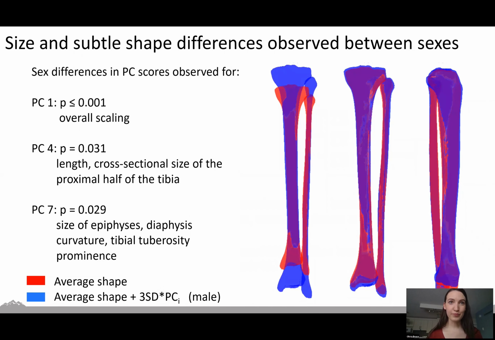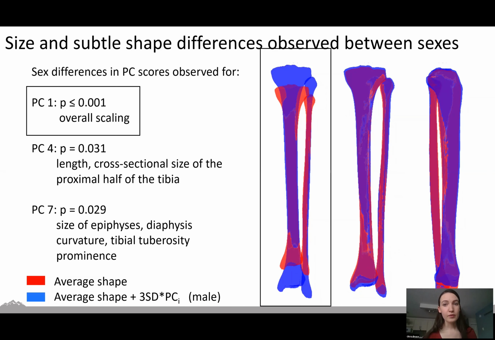So switching gears a little, once I had the model and it knew that it reconstructed geometries really well, I wanted to see if any principal components differentiated between sexes. So I took the principal component scores and compared them between males and females using t-tests and found that 3 principal components were different between sexes. So principal component 1 corresponded to overall scaling. So the male tibiae were larger than the females.